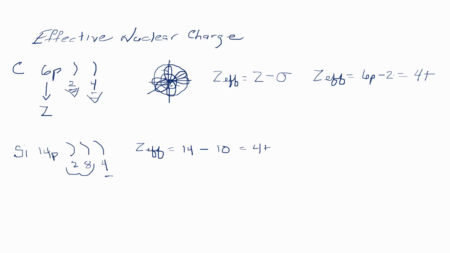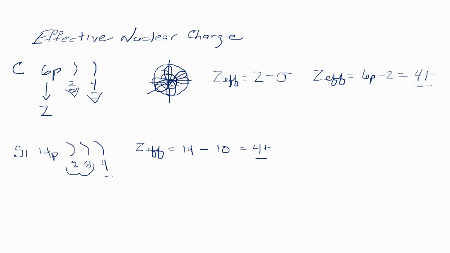But just keep in mind, this 4 positive is actually less than this 4 positive. And why is that? Because we are further from the nucleus, and we have more electrons between the nucleus and the outer shell. So even though we come up with the same Z effective, just keep in mind that silicon is going to have a less effective nuclear charge than carbon, even at 4 positive.